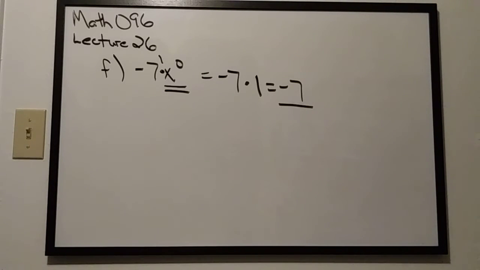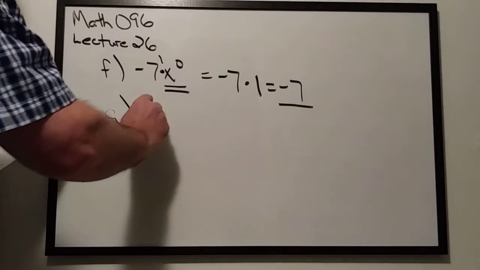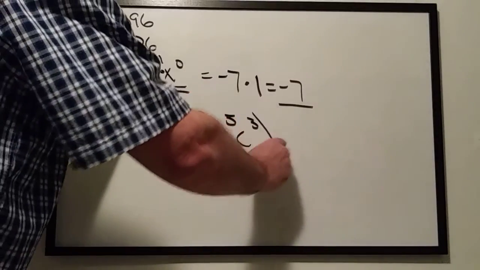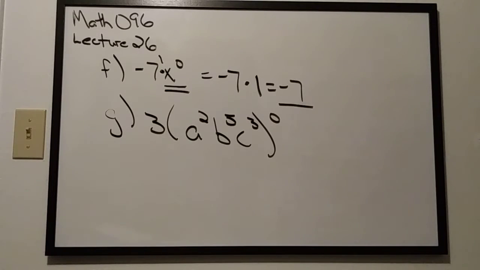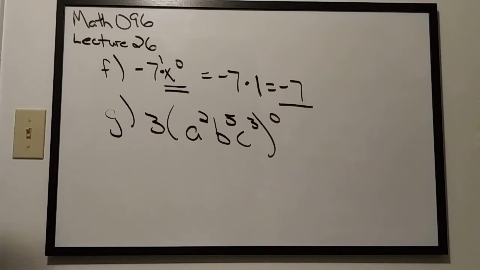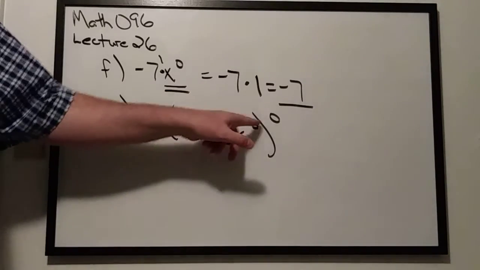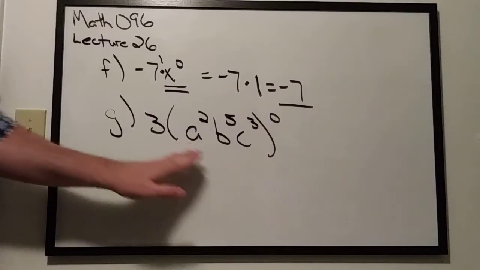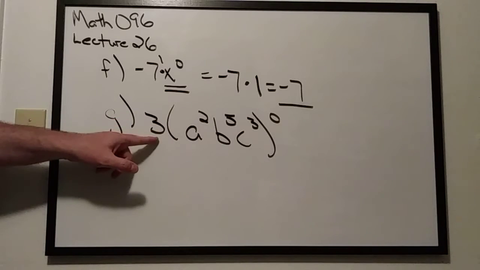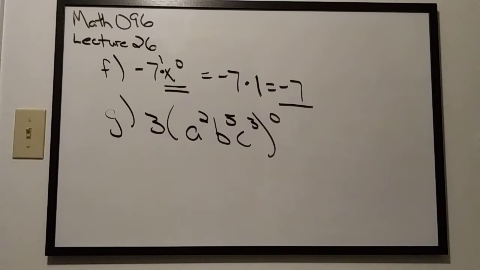Well, let's try another problem with that zero exponent rule in mind. So for part G, we have 3 times a squared b to the 5th c to the 3rd, all to the 0 power. Now once again, you want to start by realizing that this 3 is connected to all of these pieces by multiplication, and then you also want to say who is and who isn't connected to that power of 0. So this c to the 3rd, that's connected to the power of 0 because it's inside this set of parentheses. The b to the 5th, the a to the 2nd, they're all connected to the power of 0. But this 3 is not connected to that power of 0.